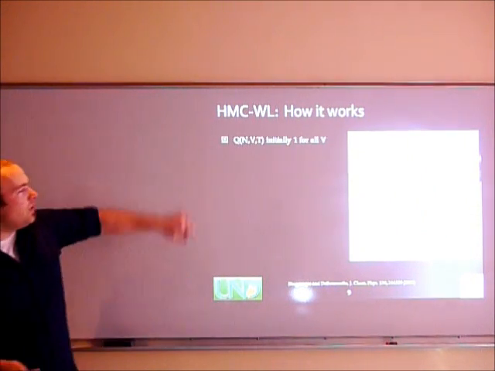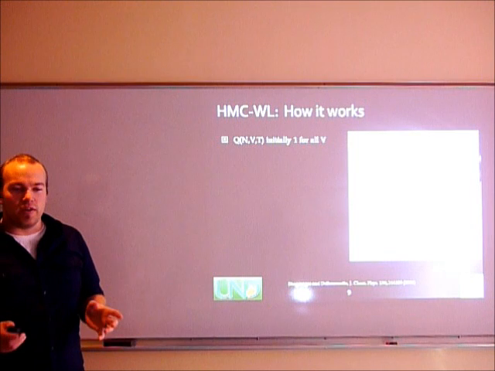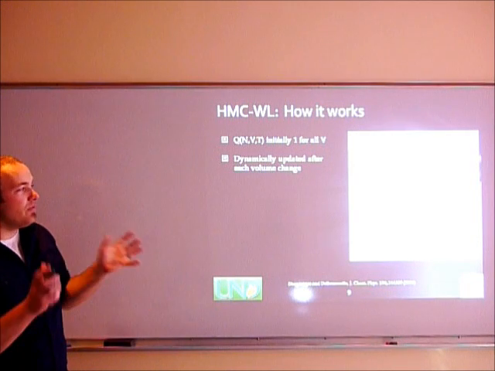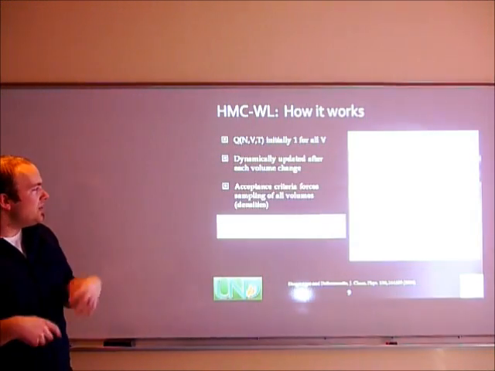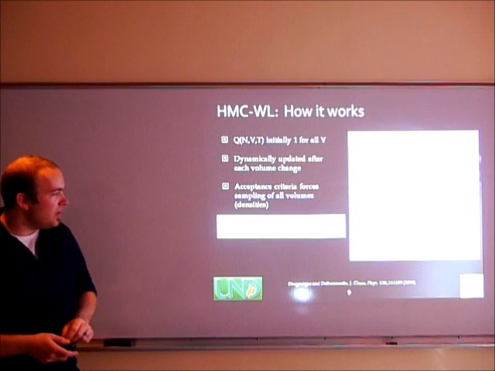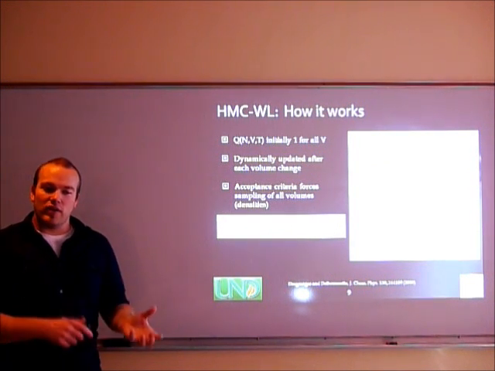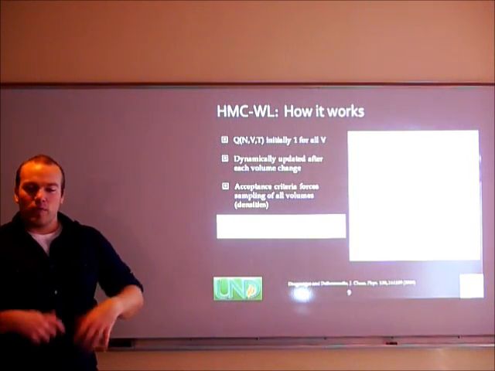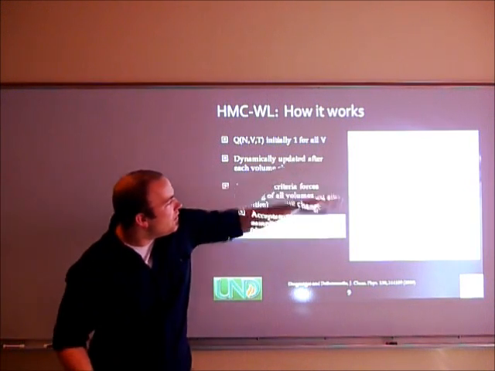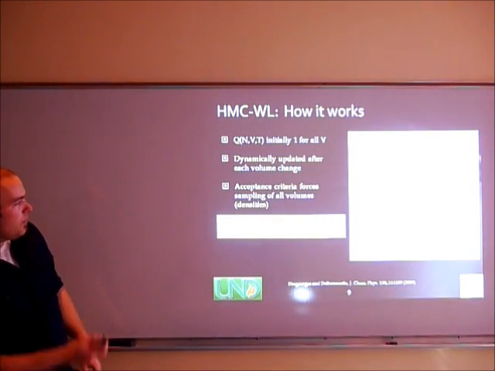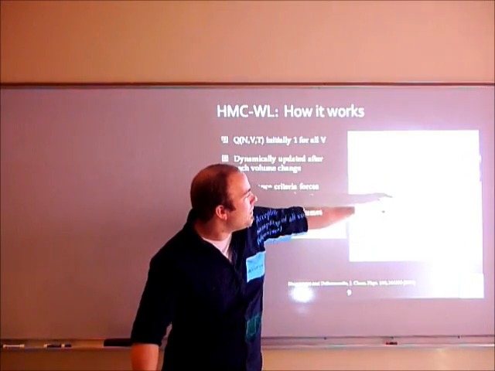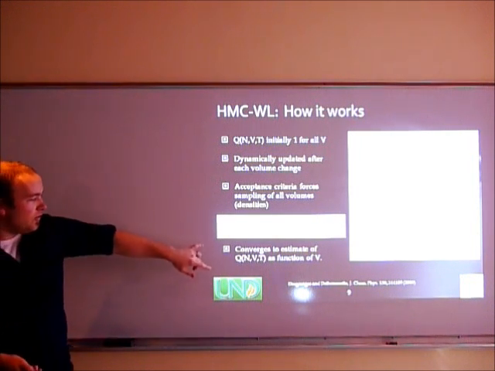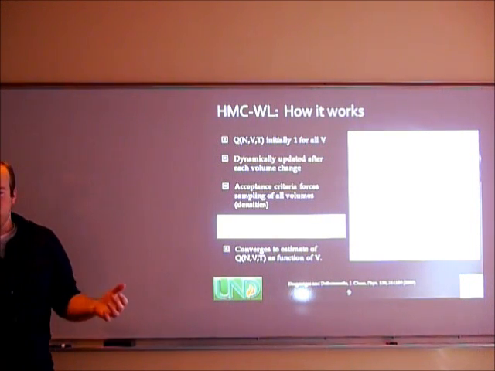So how this works is initially we set Q_NVT to 1 for all the different volumes. And this is dynamically updated after each of the volume change moves. And as the system goes along, it operates by this acceptance criteria. So if a specific volume has been visited more than another, then it's more likely to go to a volume that hasn't been visited as much. So over enough time, pretty soon you have a nice smooth curve. You can see up there a nice smooth curve compared to this choppy curve right down the bottom. And the smooth curve shows that we have a converged estimate for our Q_NVT as a function of volume.